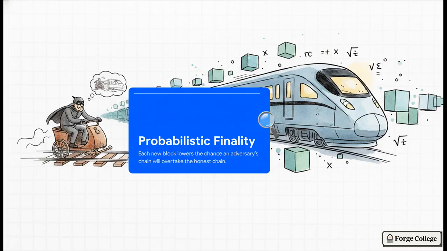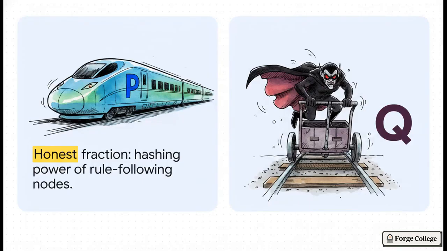Every single time a new block is added to the honest chain, our bullet train speeds up, and the mathematical probability of that villain ever catching us drops exponentially. By using what's called a Poisson tail calculation, we can figure out exactly how far ahead our train needs to be to feel perfectly 100% safe. This relentless race really just comes down to 2 variables.